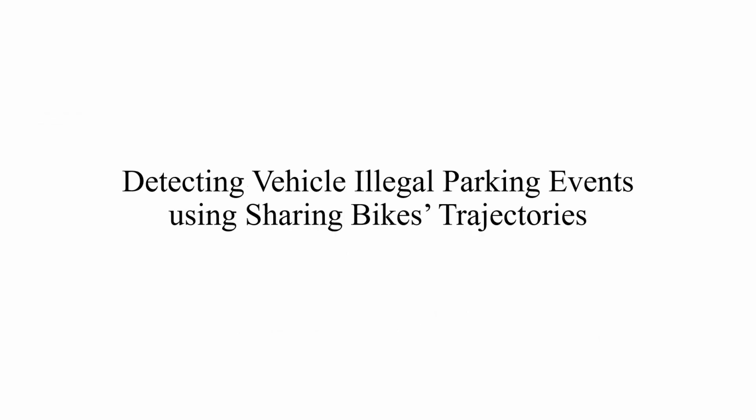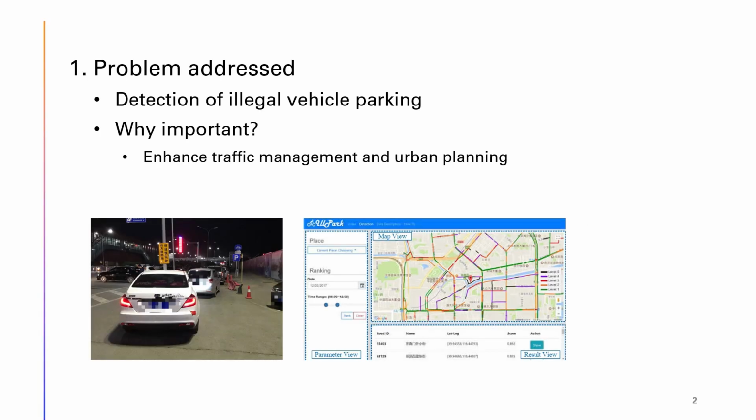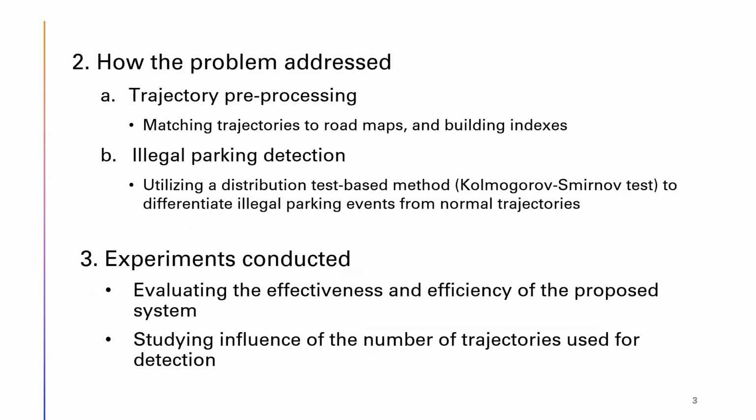Hello, my name is Zhang Tong. Now let's talk about detecting vehicle illegal parking events using sharing-based trajectories. In this paper, the author proposed an approach to detect illegal parking events using sharing-based trajectories. Addressing the problem can enhance traffic management and urban planning. The problem is addressed by pre-processing, which involves matching trajectories to road maps and building indexes, and also utilizing CAD tests to differentiate illegal parking events.